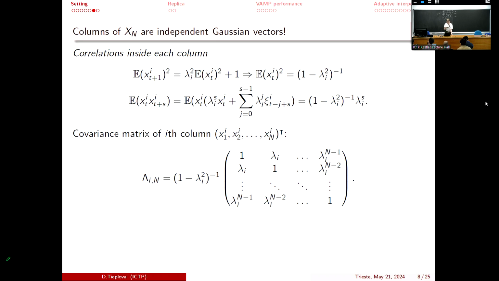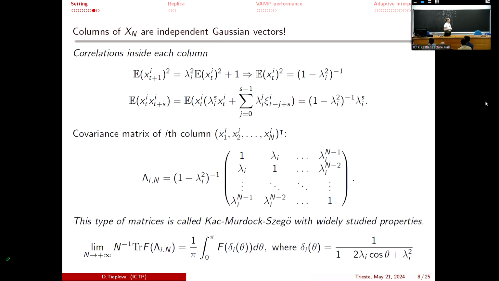In general, as we can see here, we have a matrix where on each diagonal we have the same quantity. In general, this matrix is called a Toeplitz matrix, but this one is even nicer because it depends on only one parameter, this lambda_i, and to obtain the next diagonal we just need to multiply by this lambda_i. We have just powers of lambda_i everywhere. This subclass of Toeplitz matrices is called Kac-Murdock-Szegő matrices. And as I said, we know a lot about its eigenvectors and properties.